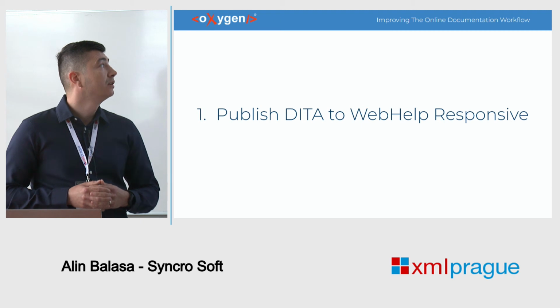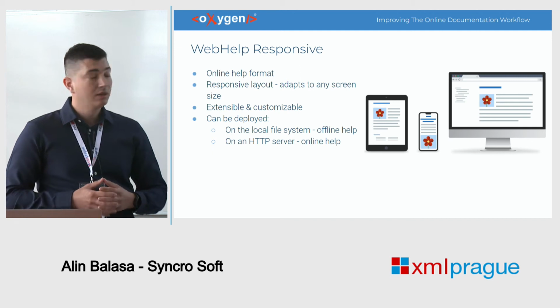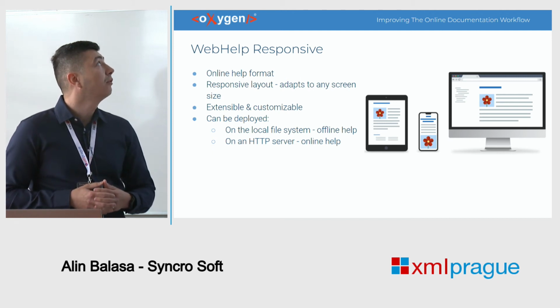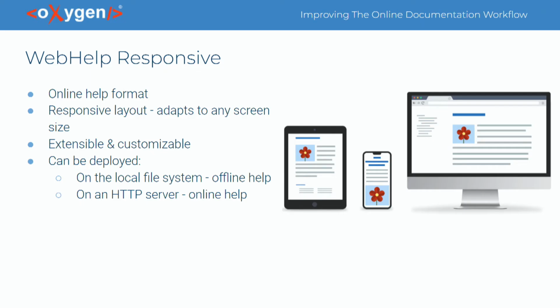Oxygen features an HTML5 output format. We call it WebHelp Responsive. It is an online help format. It features a flexible layout which can adapt to any screen size. You can easily view that content on mobile devices or on desktop browsers. It is also extensible and customizable.